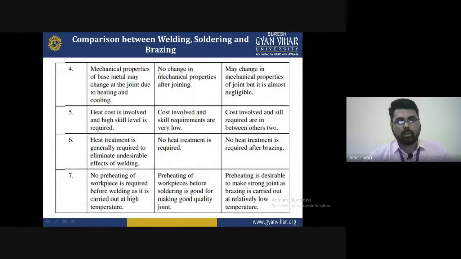The mechanical properties in welding may change due to heating and cooling of the joint. There is no change in mechanical properties after joining in soldering, and in brazing the change after joining is negligible, though it may change sometimes. Heat cost is involved and a high skill level is required for welding. Cost involved in labor is the main one in soldering. And the skill level required for brazing is between the other two.